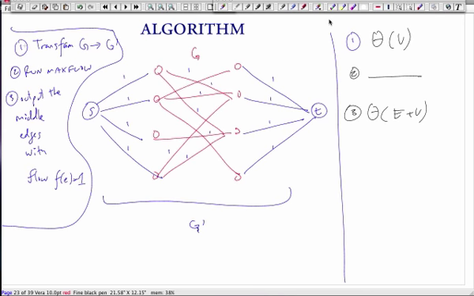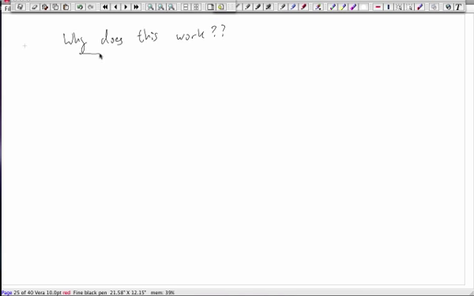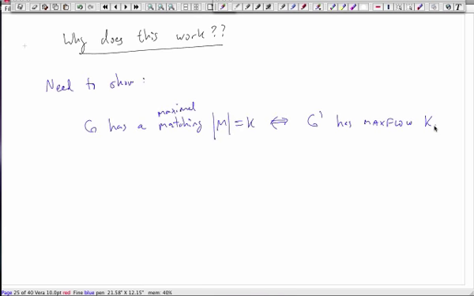The question is, why exactly does it work? And this is the trick to take away for your homework. You're going to have to prove something like the following. Why does this work? We need to show G has a maximal matching of size K if and only if G prime has a max flow of K. This is how you prove that it's correct.